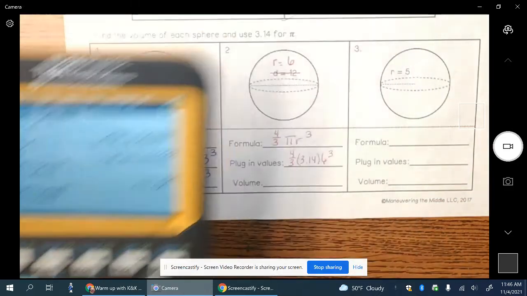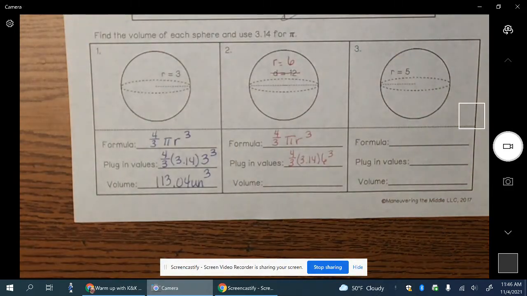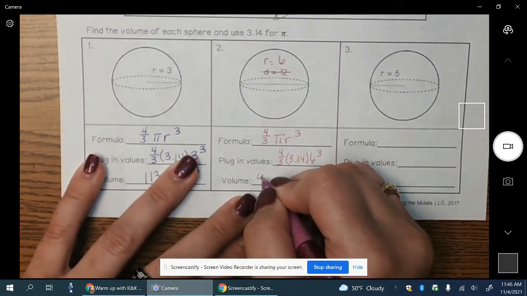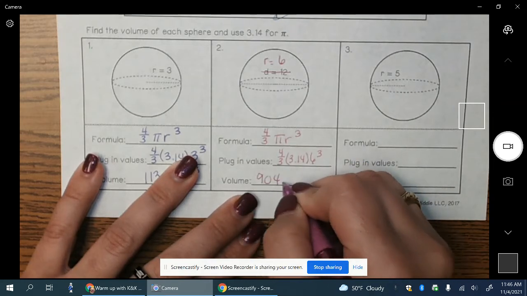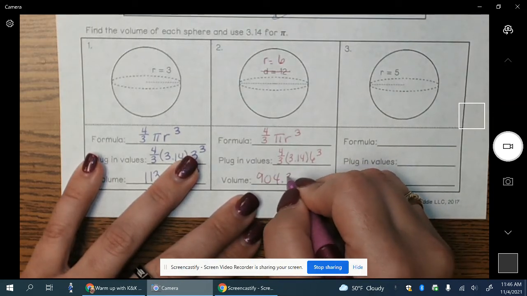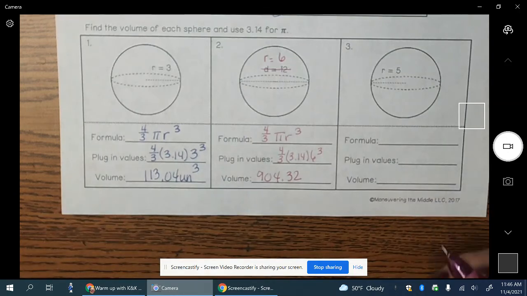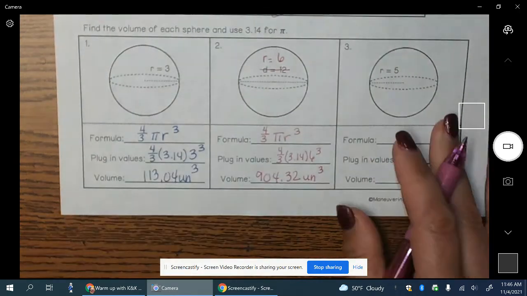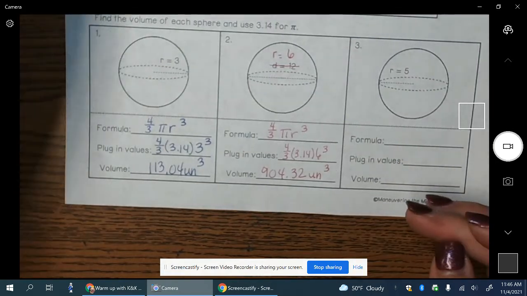I know the answer. Okay? Be quiet. I said please. Okay, what's the answer? The answer is 904 units cubed. Okay, so now I'm going to have to start picking people because it's a competition. Okay, do number 3 by yourself. Go.